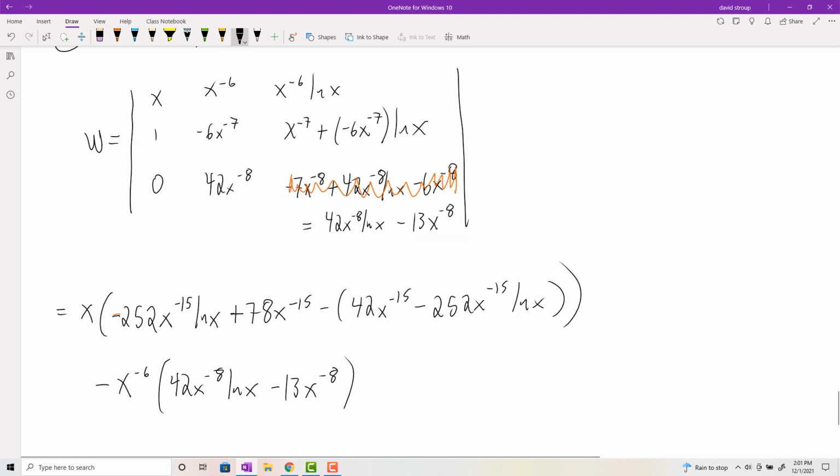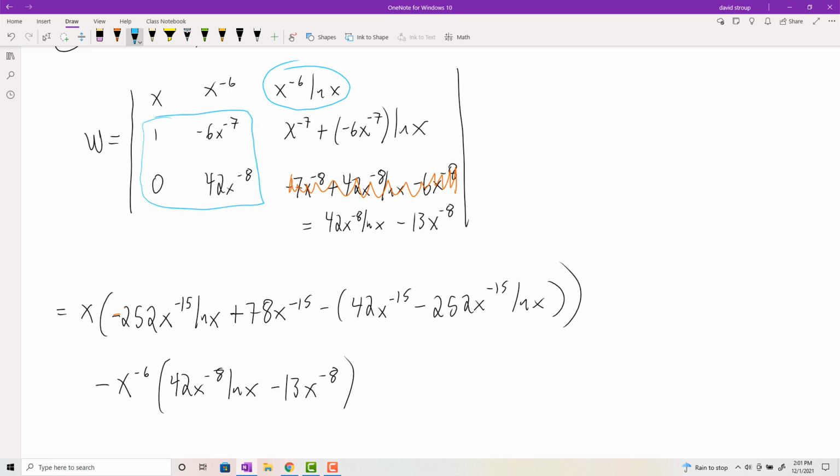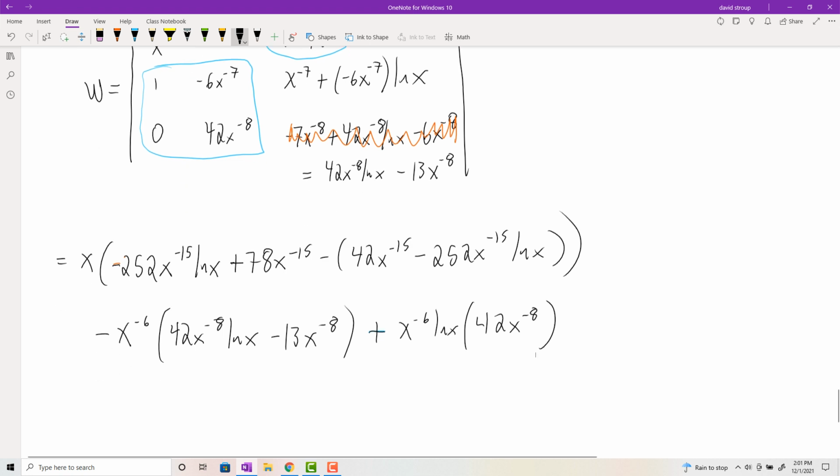Then I go to my third column, and I write down the x to the negative 6 ln x, and I'm finding the determinant of this portion. Okay, so that would be plus x to the negative 6 ln x times just 42x to the negative 8. That's it, minus 0. Okay, so now I just clean all that junk up.